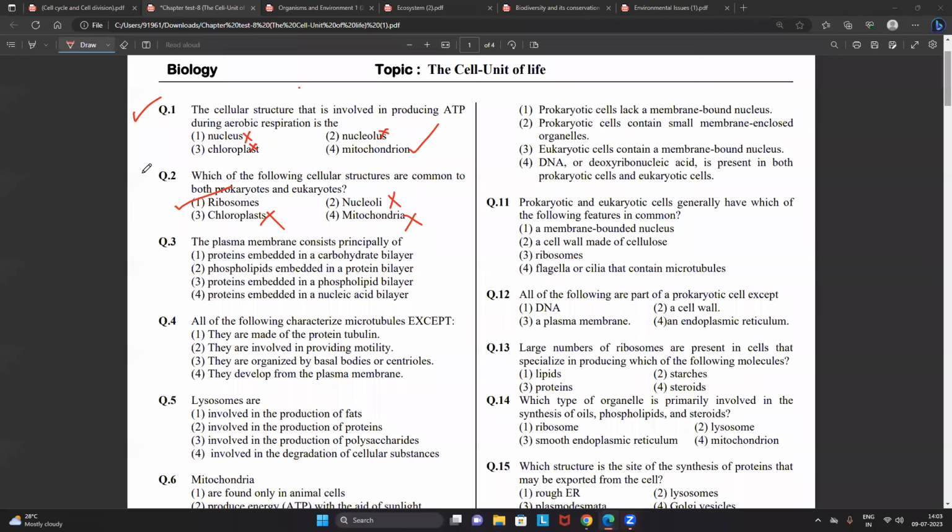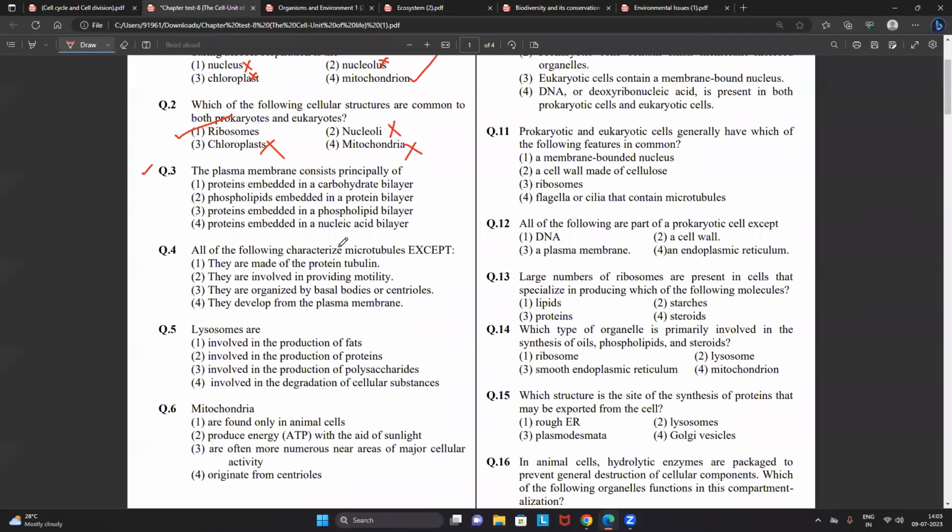The question number three, everyone has to think and quickly give the answer. The plasma membrane consists principally of. See friends, when I use the word principally, it indicates mainly. Every one of you quickly, don't take too much time, minimum 20 seconds, maximum 30 seconds. Obviously, we know that the plasma membrane consists of what, friends? An abundant amount of proteins which are embedded in a phospholipid bilayer. Obviously, the answer will be 3. Good.